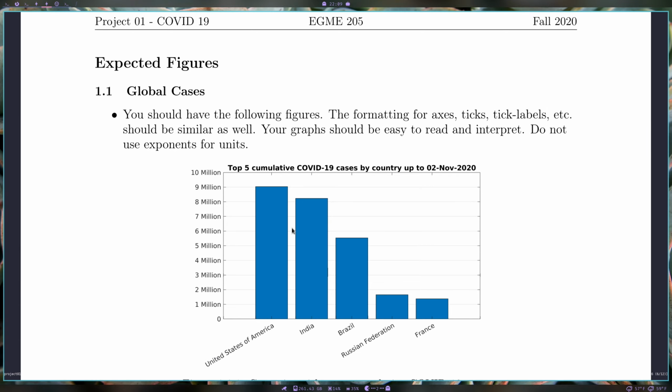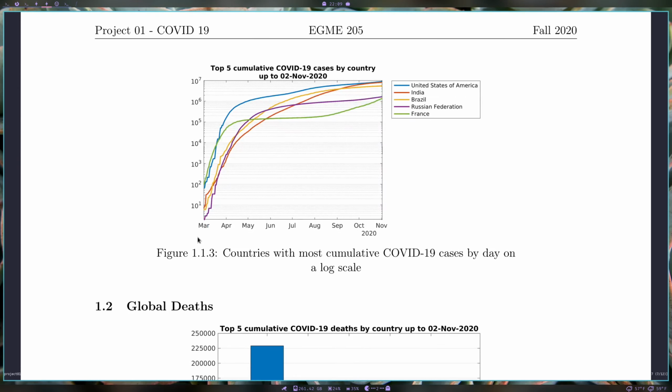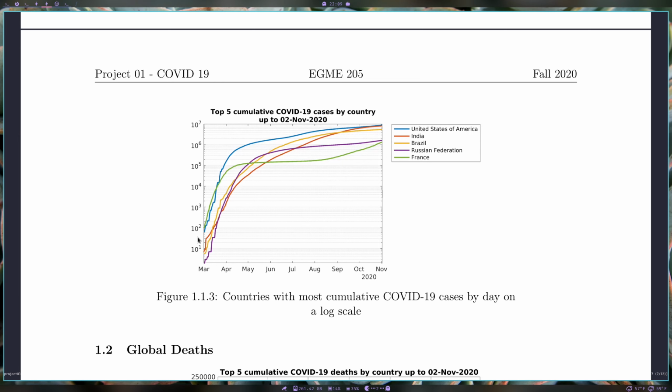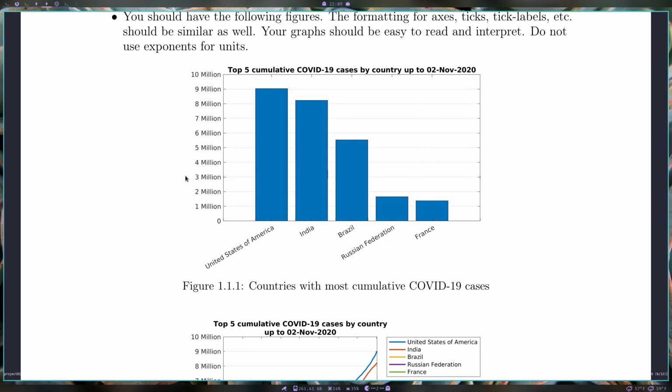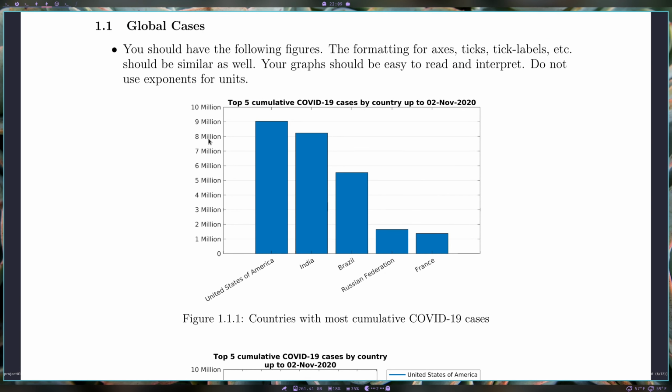Now, something to note, I'll sound like a broken record again, but I'm not going to be very strict on how this is formatted. The only thing that I do require is that you do not use exponents for units. That's only for rectilinear graphs, though. For our log graphs, we do use exponents to better show how a log graph is denoted. Okay, let's see what else. So you just make sure you're not using exponents for rectilinear graphs or bar graphs like this.